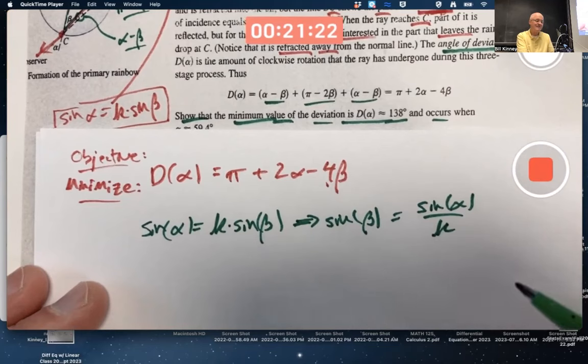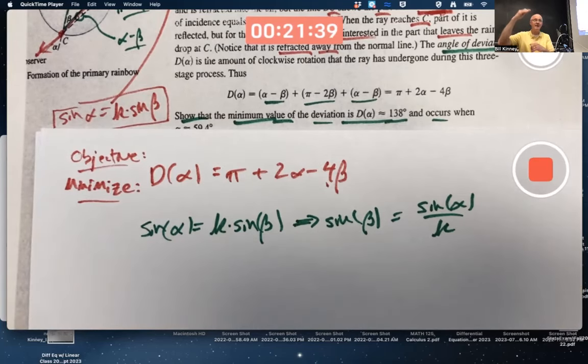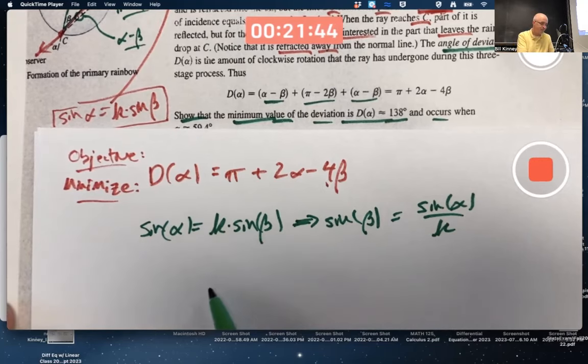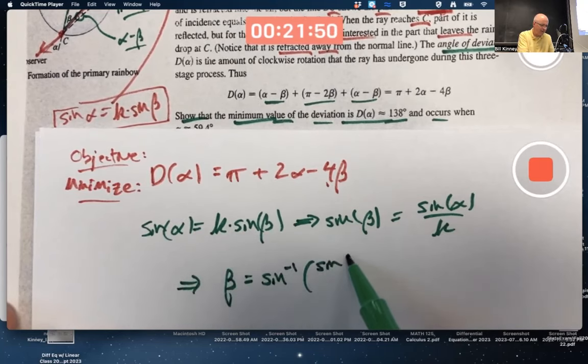Question? What does k represent again? K is the index of refraction. For water, it's about 4/3. I could go ahead and plug 4/3 in here, but we will see it's better to leave it as an unspecified parameter. It's really a family of problems we're trying to solve all at once here. That'll be helpful for thinking about the different colors we will see of the rainbow. So I guess beta is the inverse sine of sine of alpha over k.